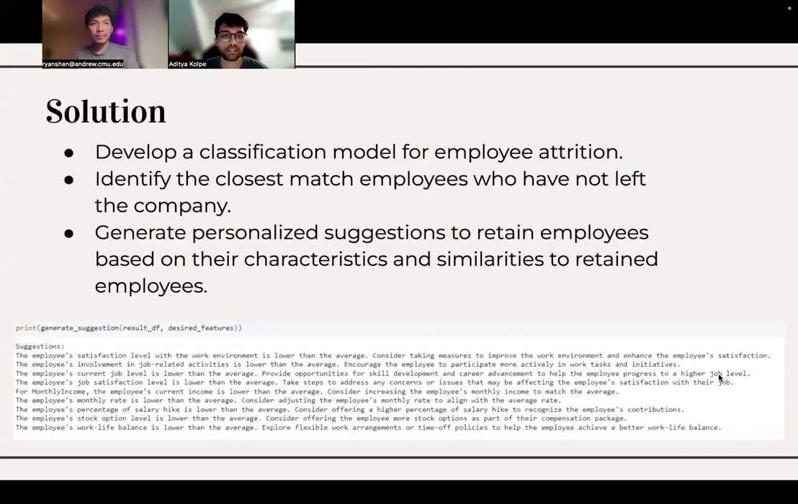So the solution consists of a classification model for employee attrition. We identify the closest match employees who have not left the company, and we also generate personalized suggestions to retain the employees who are probably going to leave. So here is an example of a suggestion: the employee satisfaction level is low and the employee is less involved than others. So we encourage that the employee participates more actively in work tasks and initiatives.